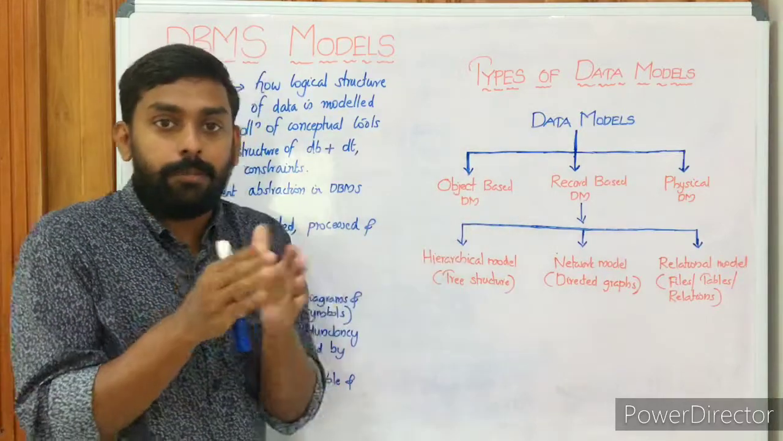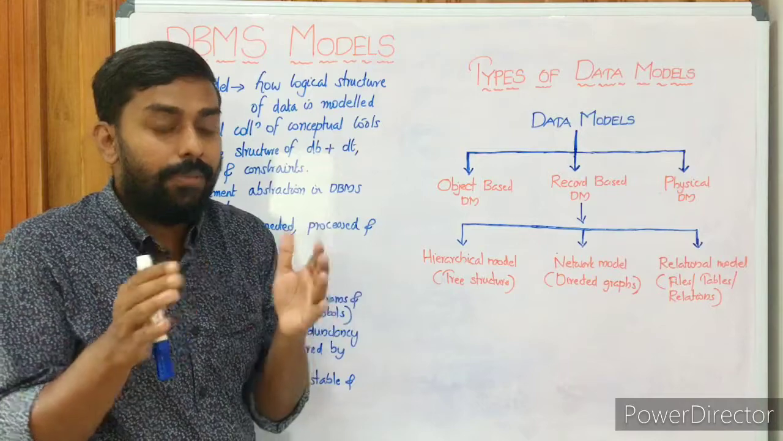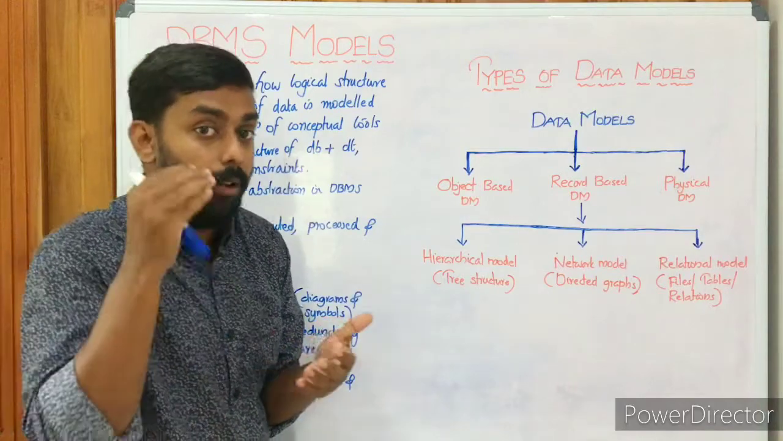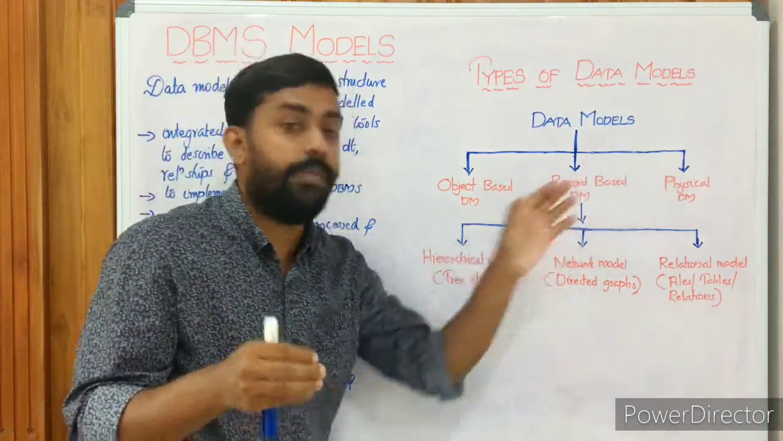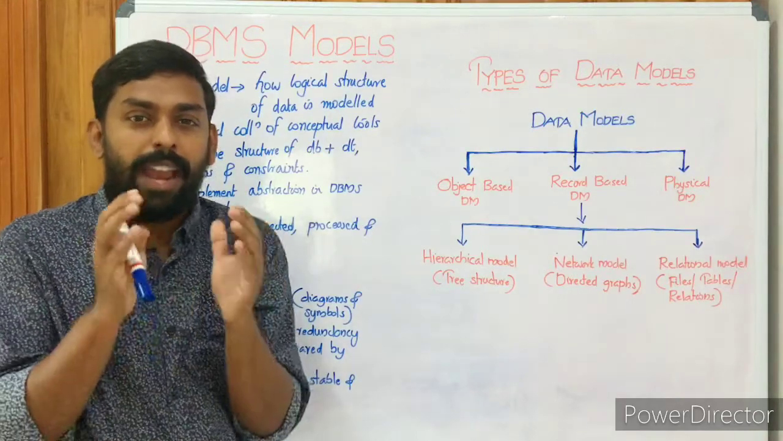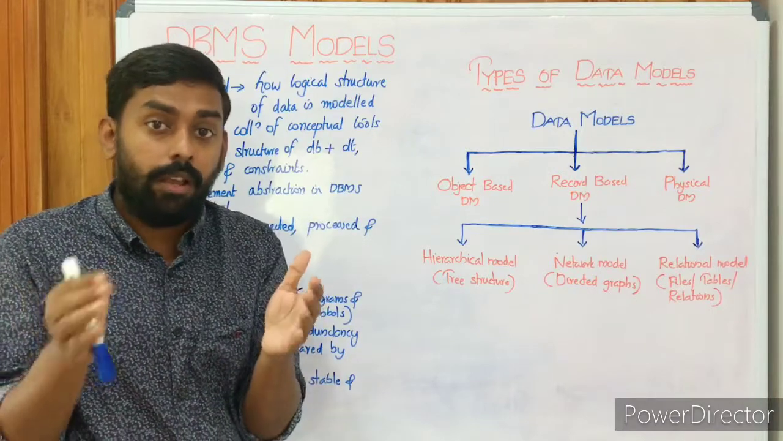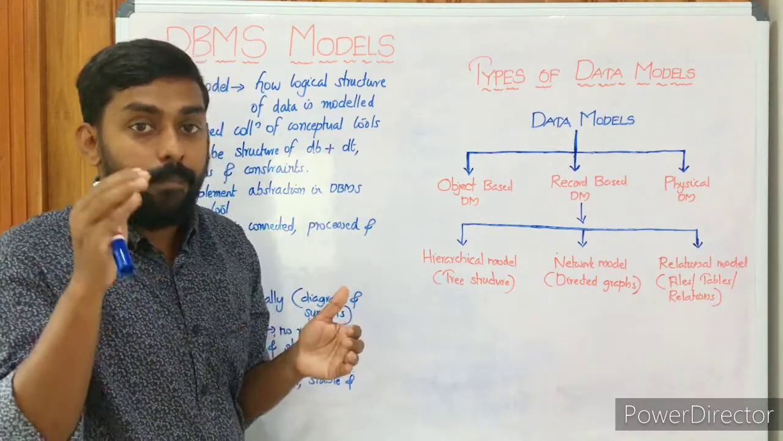Then record-based, it's based on records. It's based on what? Data. It's based on tables. Okay, mainly focusing on data, or records. And finally, the physical data model. It's connected to the physical aspect, the actual memory storage or actual memory representation. Okay, the physical aspect of the data model.